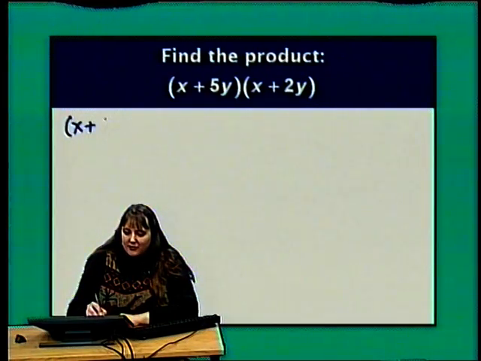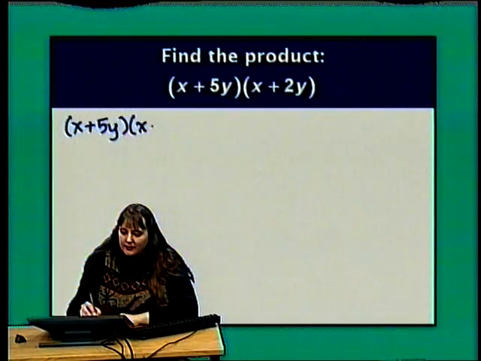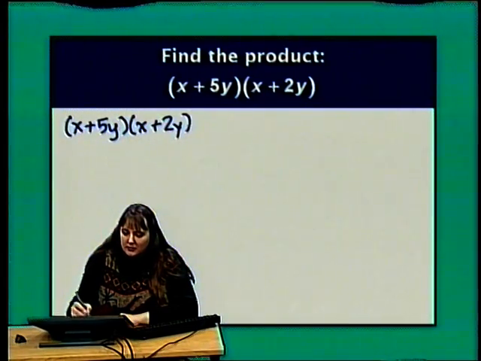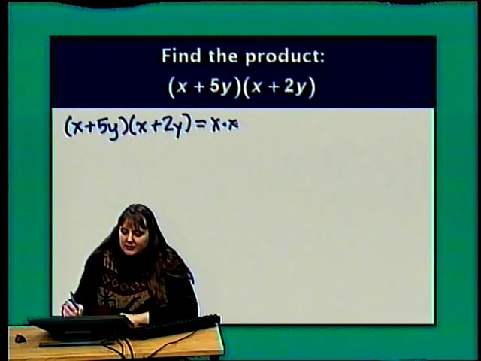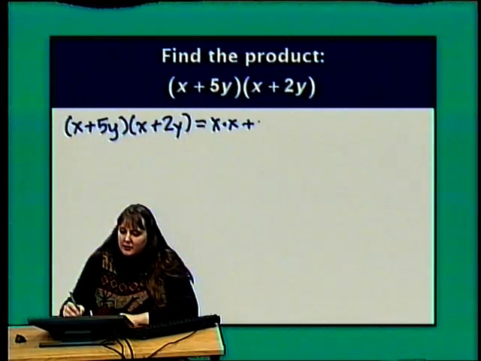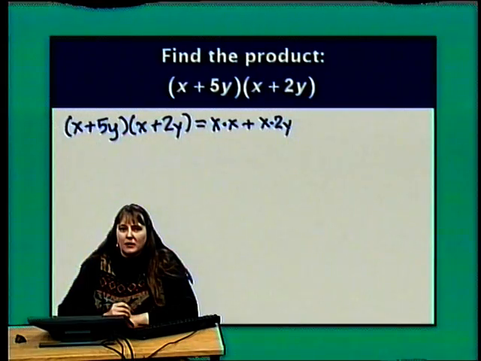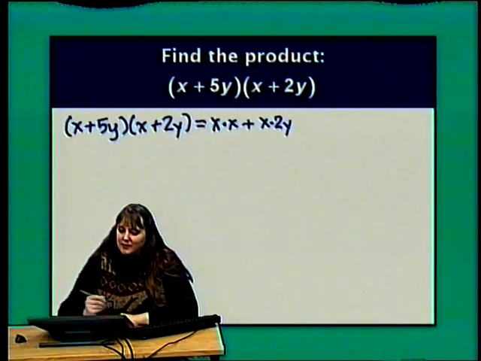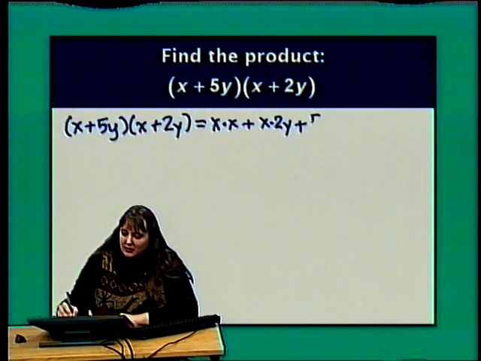So when I apply FOIL, the F reminds me to multiply the first terms together. So my first term comes from x times x. The O reminds me to take the product of the outer terms. x and 2y are the outer terms, so I'm multiplying x by 2y. I reminds me to take the product of the inner terms. 5y times x will give me my product of my inner terms.